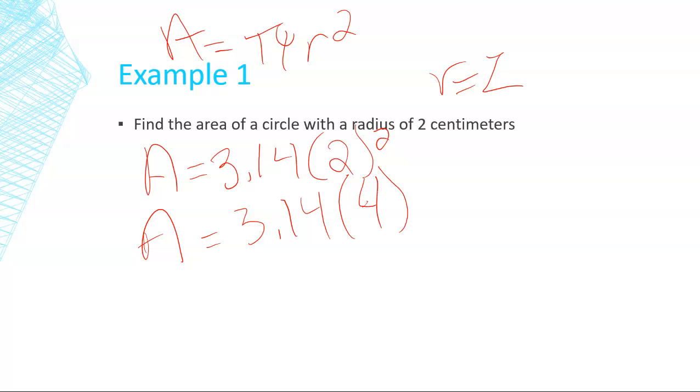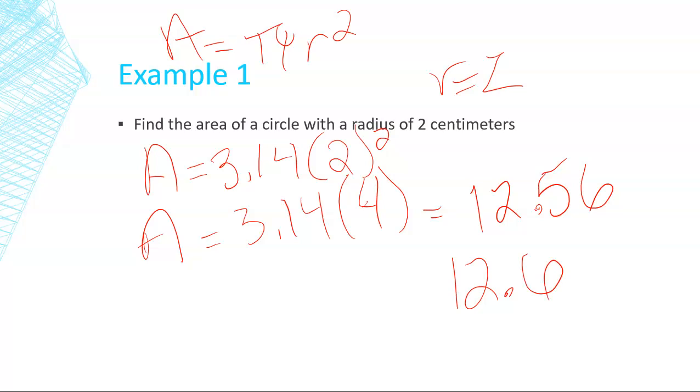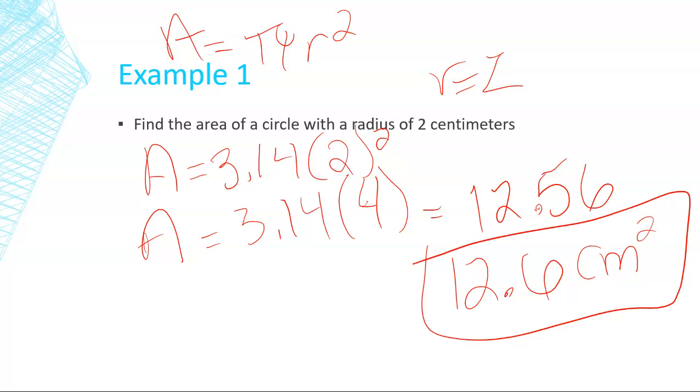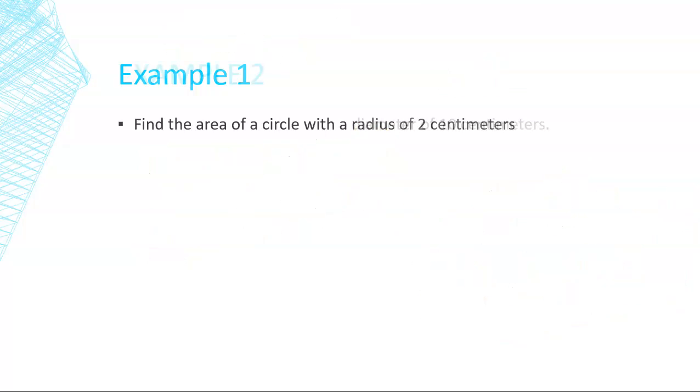times 4. And if I do this on my phone calculator, I get 12.56. On your homework, you have to round to the first decimal place. So I'm going to round to my first decimal place here. I get 12.6 centimeters squared, because remember, area is squared. Okay. On my second example, this one tells me I have a diameter of 10 centimeters.